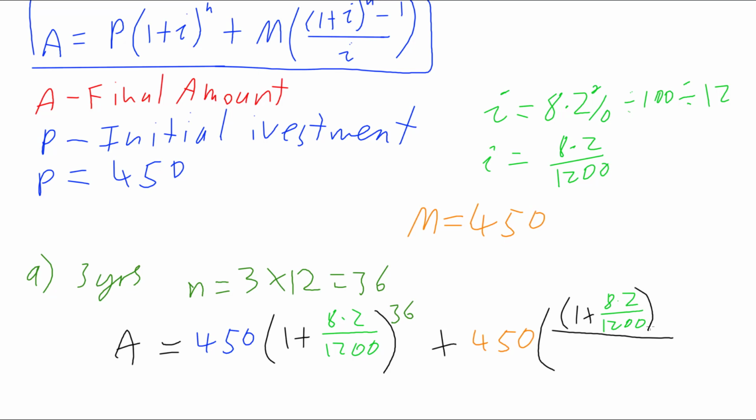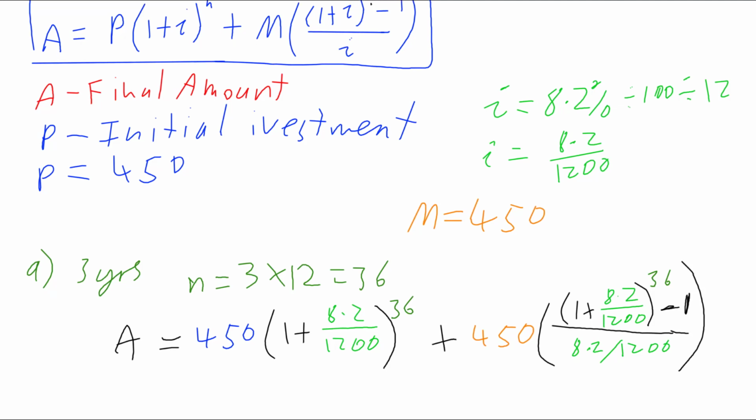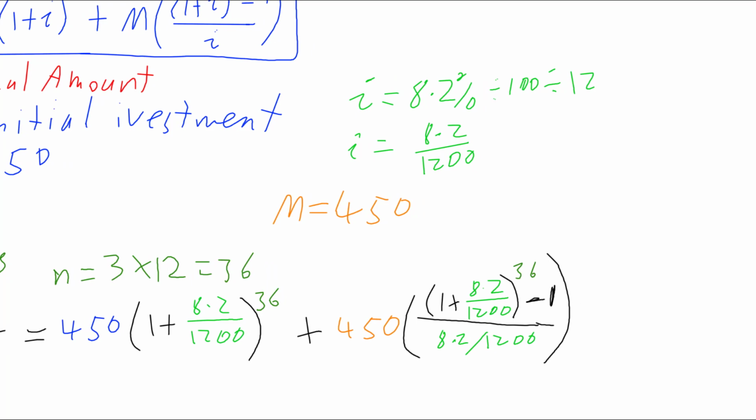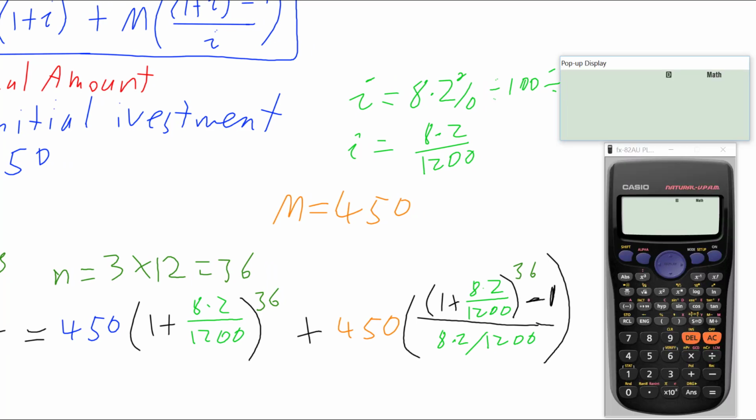to the power of n again. We have n again, so we have to the power of 36. There's a minus 1, that's not part of the bracket or the power. And then we're going to divide by 8.2 over 1200, our I. So now we need to put all of this neatly and tidily into a calculator. So let's have a look at how that's done.